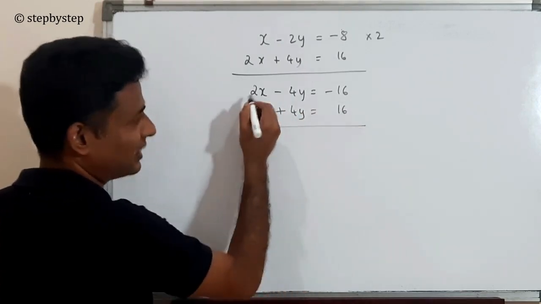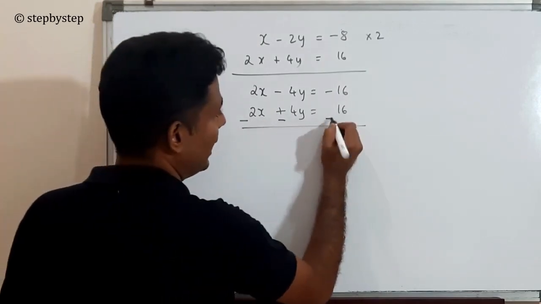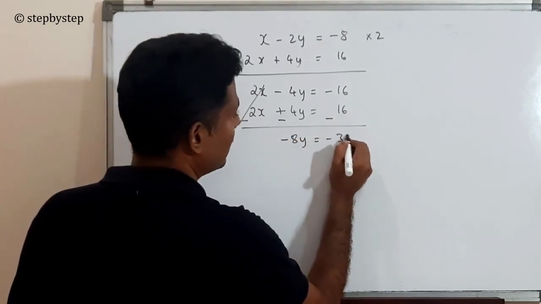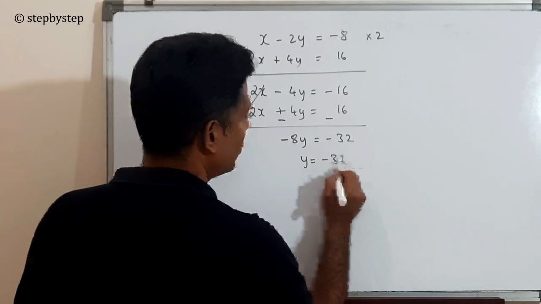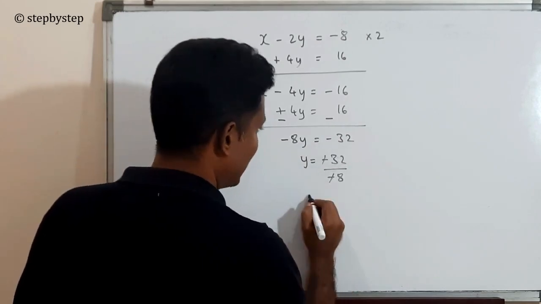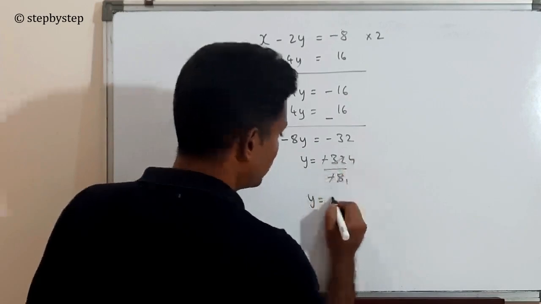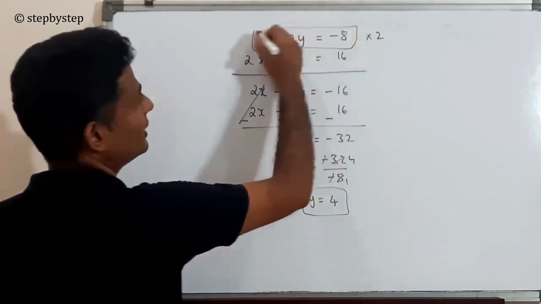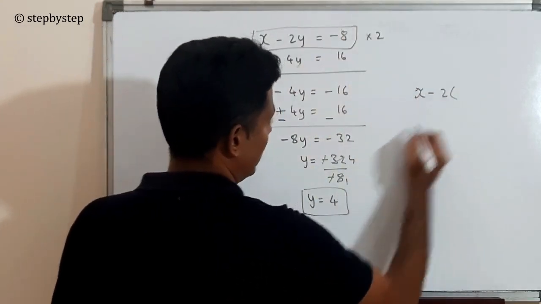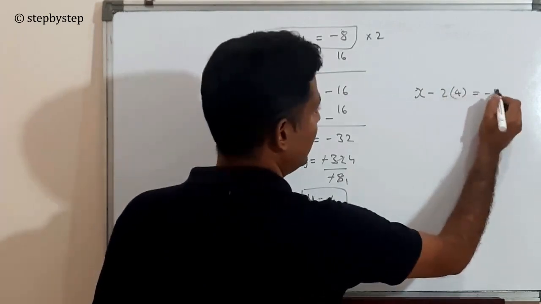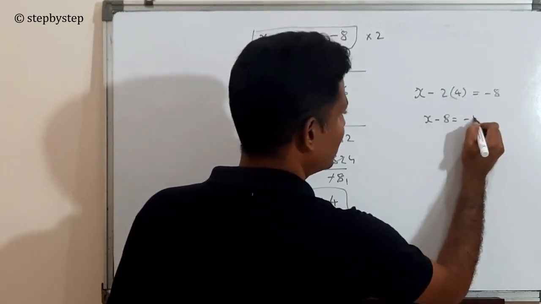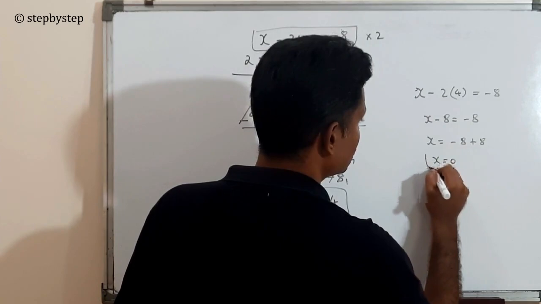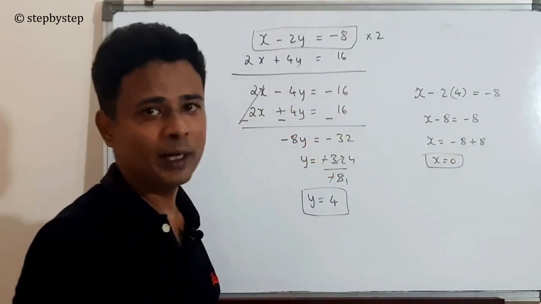Now x values are same, so I'll subtract to cancel them. So minus, minus and minus. Signs will change. I get minus 8y equal to minus 32. So y equal to minus 32 by minus 8. So minus sign cancels. So y equal to 4, since 8 fours are 32. Now substituting, I'll substitute in the first equation. So I get x minus 2 into 4 equal to minus 8. So I get x minus 8 equal to minus 8. So x equal to minus 8 plus 8. So x equal to 0. So x is 0 and y is 4.